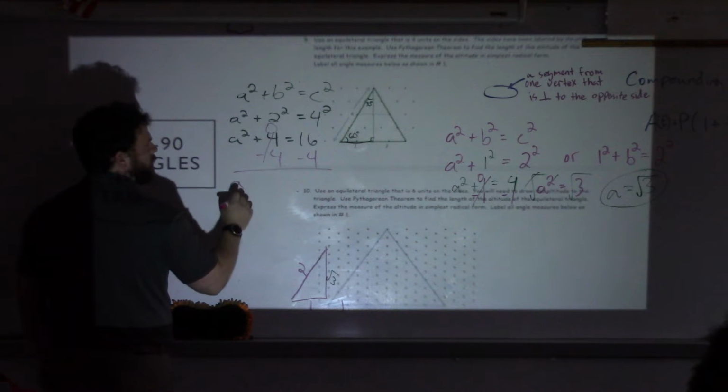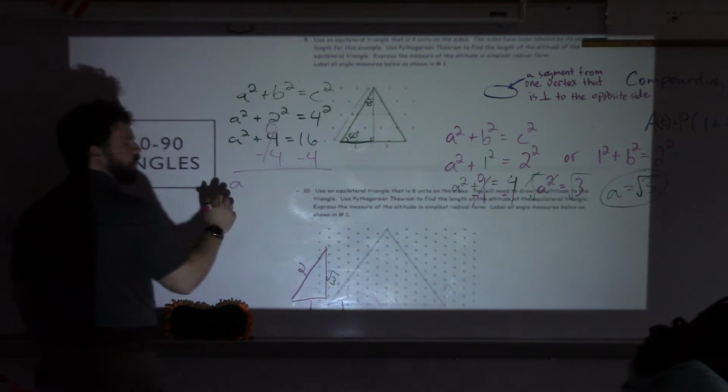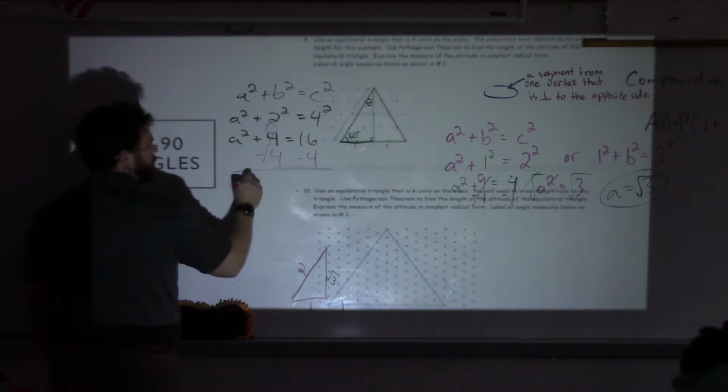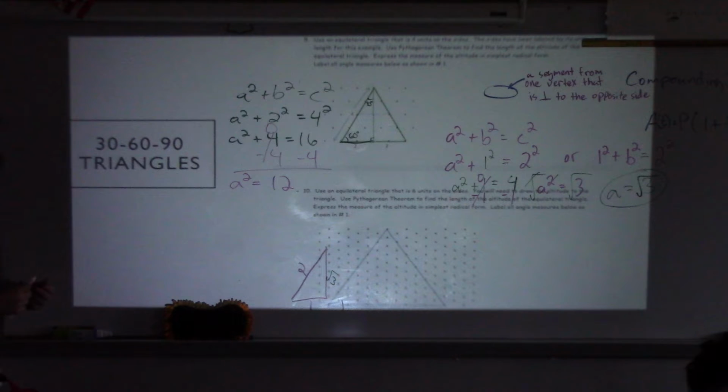Is that a 35 or a 45? What is that? Inside the triangle. Here? Yes. 30. Oh, okay. Remember this 30, 60, 90. Okay, so a squared is now equal to 12.